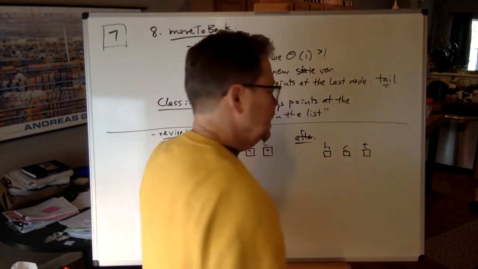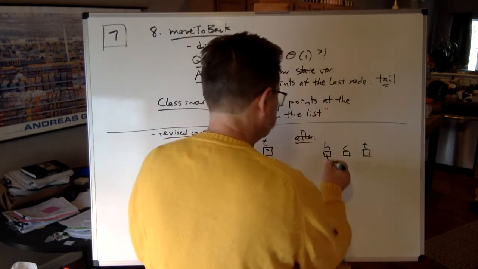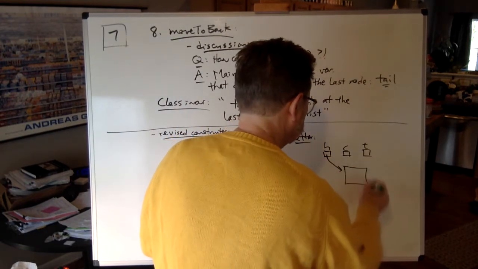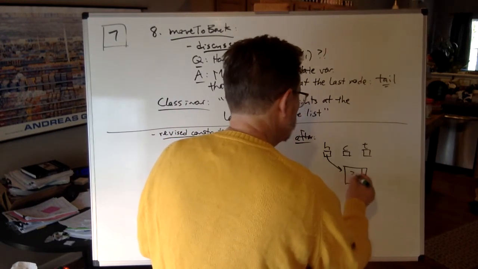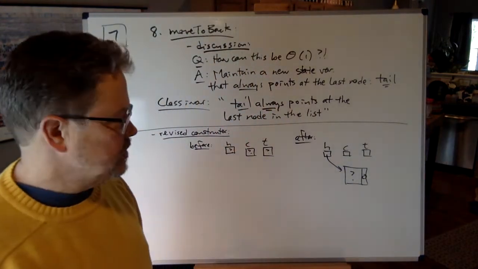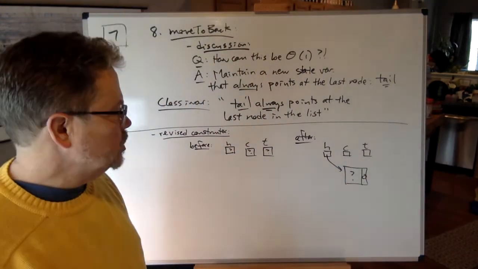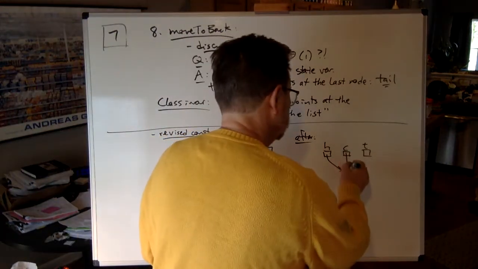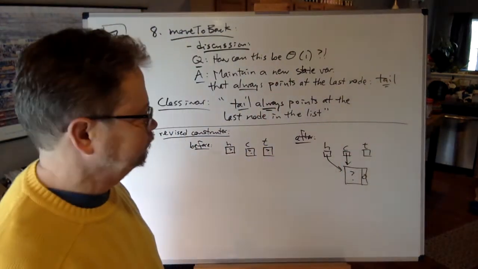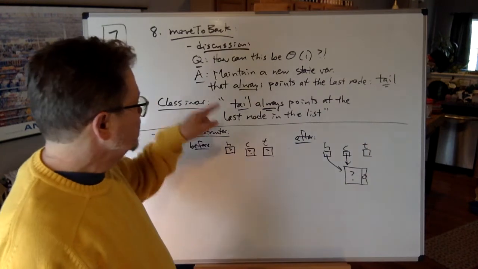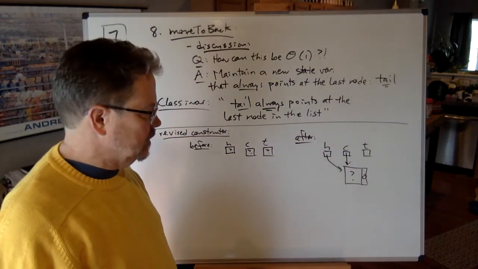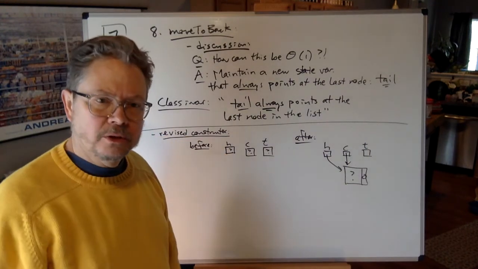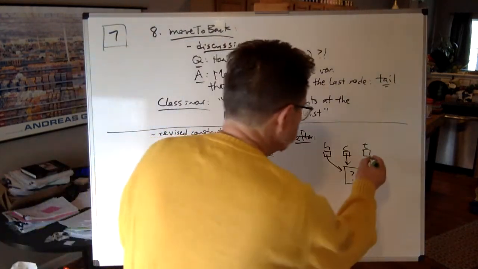Head came first. Head has to point to that empty head node. Empty head node will have a 0 pointer because it's the last node in the list. Cursor has to point at some node in the list. There's only one thing for it to point at. Tail always points at the last node in the list. Well, guess what? The last node in the list is also the first node in the list. It's the only node in the list.